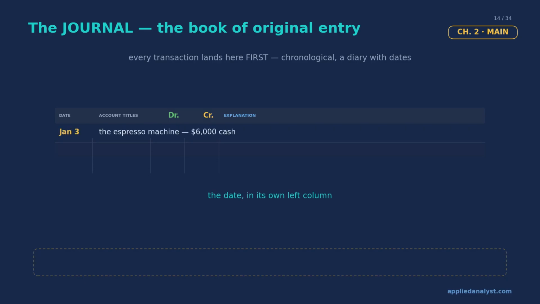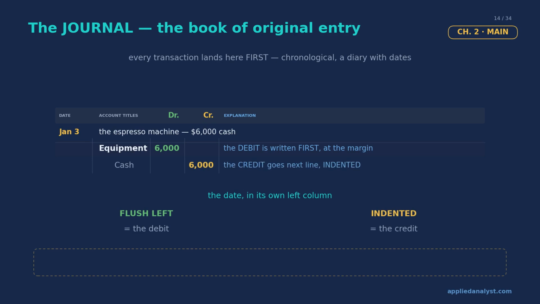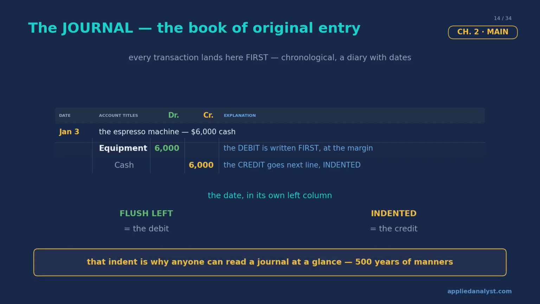The date goes in the left column. The account to be debited is written first, at the margin. The account to be credited goes on the next line, indented to the right, always. Amounts sit in their own debit and credit columns. Why the indent? So anyone can read a journal at a glance. Flush left means debit. Indented means credit.